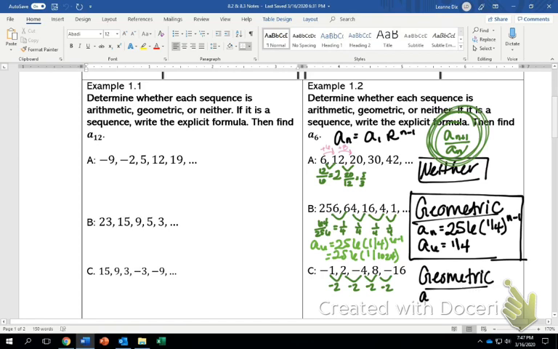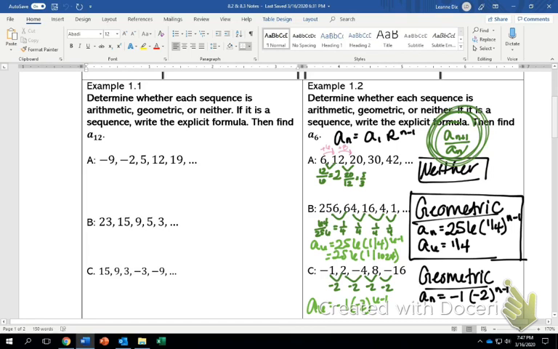And I can write my explicit formula, which is a sub n is equal to my first term, -1, times my ratio. Remember, the ratio has to be in parentheses, -2, all of that raised to the power of n minus 1. Then we can do the work and find, well, what is a sub 6? Plug all that in, -1 times -2, 6 minus 1.